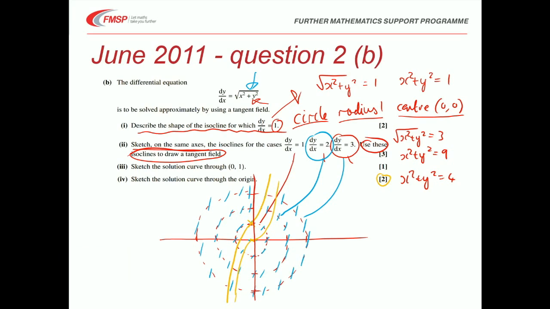And you can see that with tangent field questions, sometimes you do have to draw the tangent fields, sometimes they draw them for you. But they're relatively easy as long as you're recognising you're actually after a picture of the solution here and not anything else.